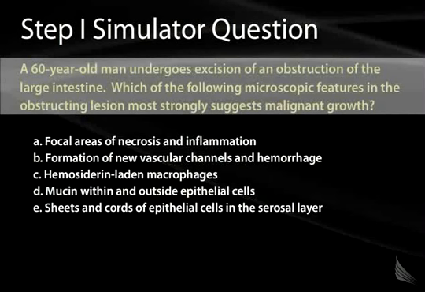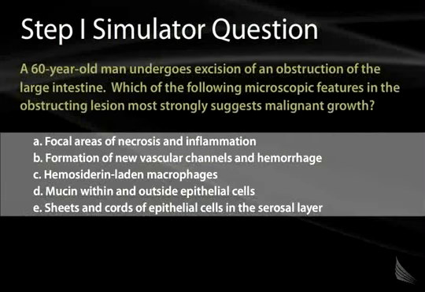A 60-year-old man undergoes excision of an obstruction of a large intestine. Which of the following microscopic features in the obstructing lesion most strongly suggests malignant growth? Focal areas of necrosis and inflammation, formation of new vascular channels and hemorrhage, hemosiderin-laden macrophages, mucin within and outside epithelial cells, or sheets and cords of epithelial cells in the serosal layer.